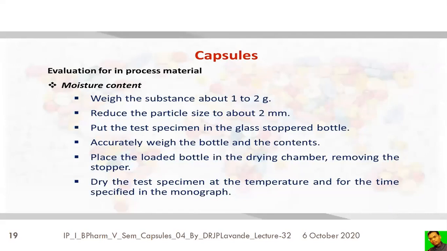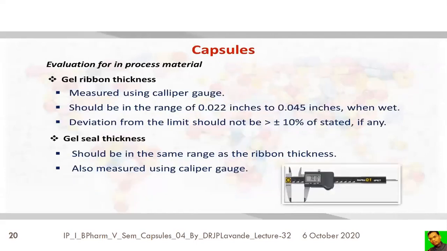Put the test specimen into the glass stoppered bottle. Accurately weigh the bottle and the content. Place the loaded bottle in the drying chamber, removing the stopper, and dry the test specimen at a temperature and for the time specified in the monograph.